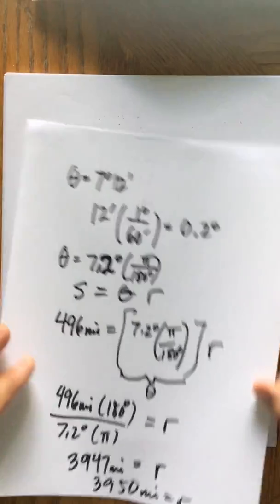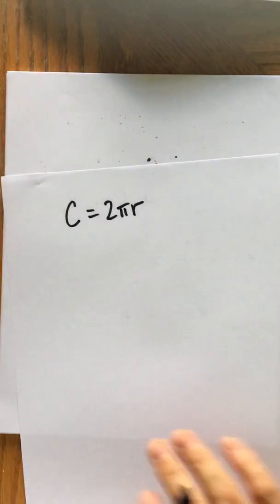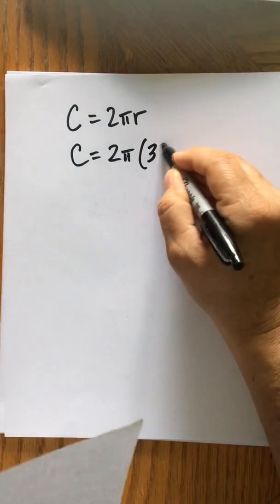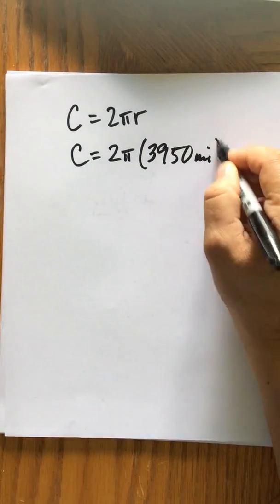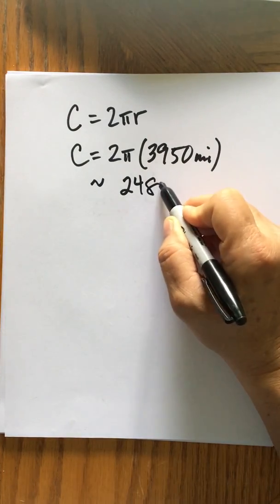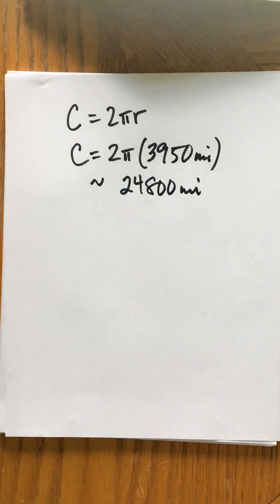So now let's just take a look at the circumference of the Earth. Now that we have the radius, we know that the circumference is 2 pi r, right? So the circumference of the Earth is 2 pi r, but we know r. It's right there. So we'll have C equals 2 pi times 3,950 miles. And we're going to get that it's about 24,800 miles. That's the circumference of the Earth. Isn't that amazing? So that's the second example.